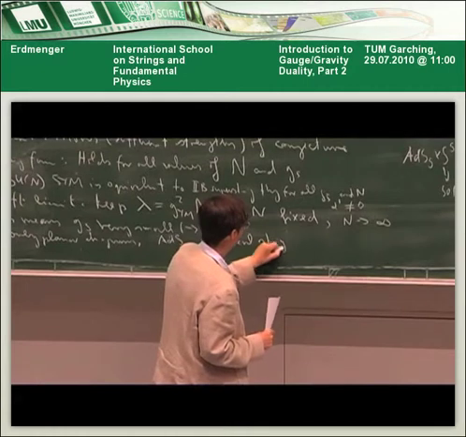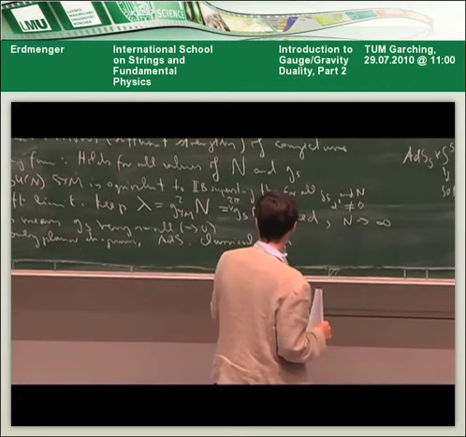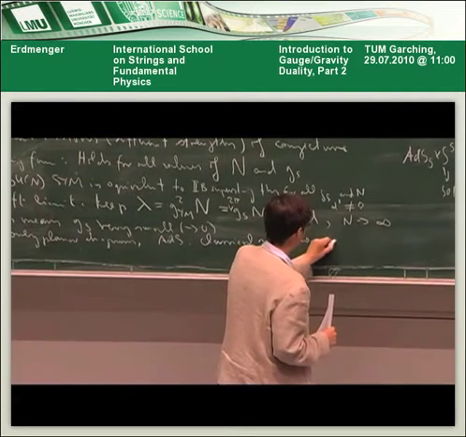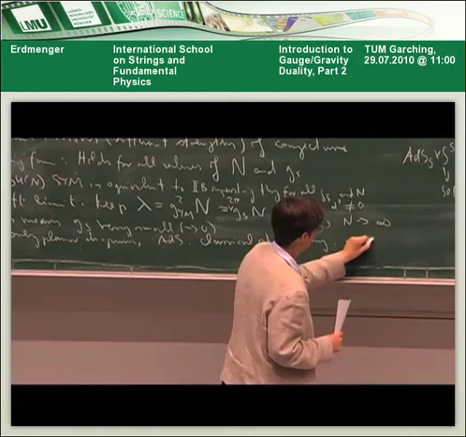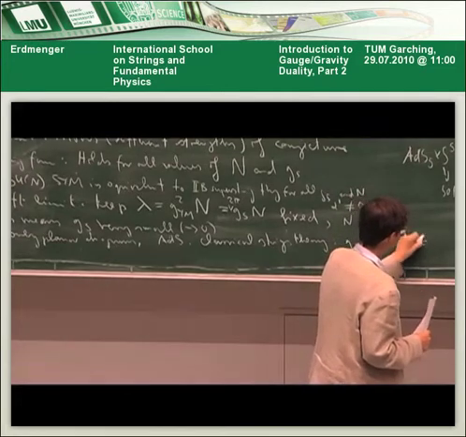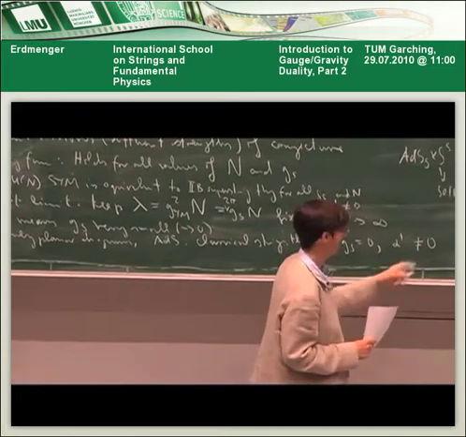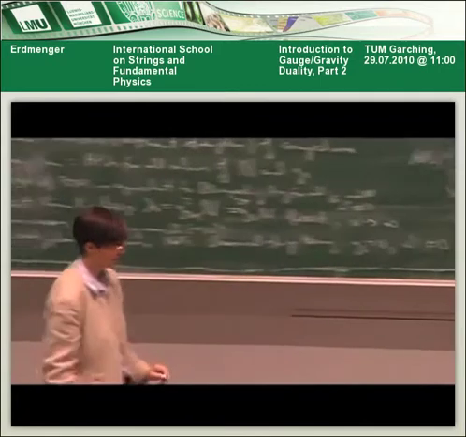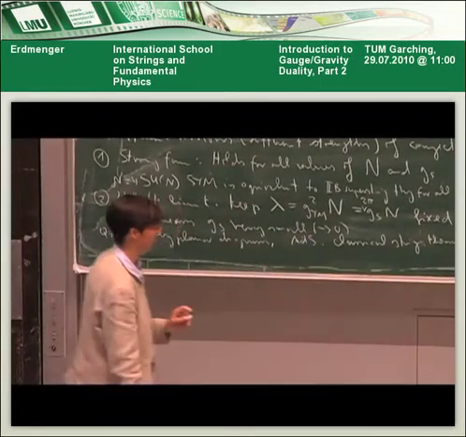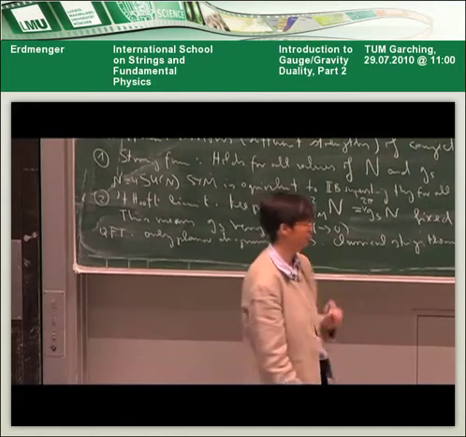So it means there's no interactions between the strings. So let's set g_s to zero. But alpha prime is still not equal to zero, so the strings still have a finite length, but they can't interact with each other anymore, and so we have a classical string theory.